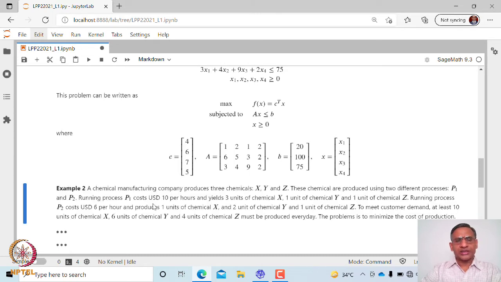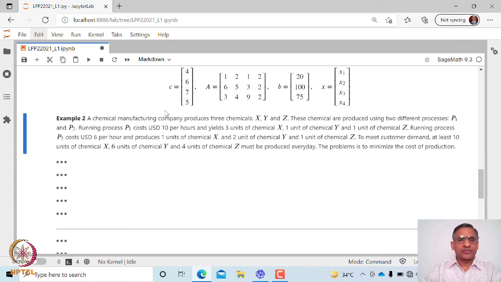Let us look at another example. A chemical manufacturing company produces 3 types of chemicals, capital X, capital Y, capital Z. These chemicals are produced using 2 different processes, capital P1 and capital P2. It is given that running process P1 costs $10 per hour, and it yields 3 units of chemical X, 1 unit of chemical Y, and 1 unit of chemical Z.